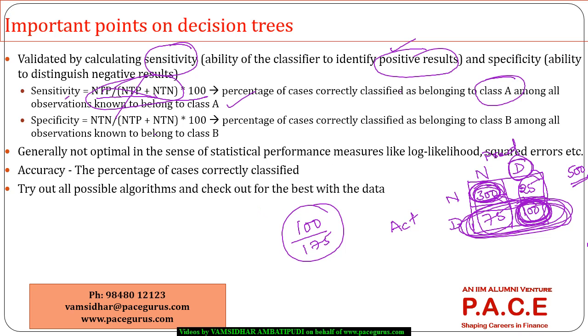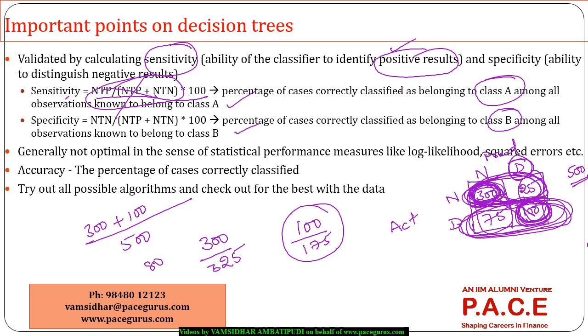Whereas when it comes to specificity, it is the percentage of cases correctly classified as belonging to class B among all the observations known to belong to class B. So there are 325 observations belonging to class B, out of which 300 are identified correctly. So 300 out of 325 is the specificity. And overall, when I'm talking about accuracy, I'm taking 300 plus 100 correctly classified out of the overall 500. So the overall accuracy is 80%. This is the sensitivity. This is the specificity.